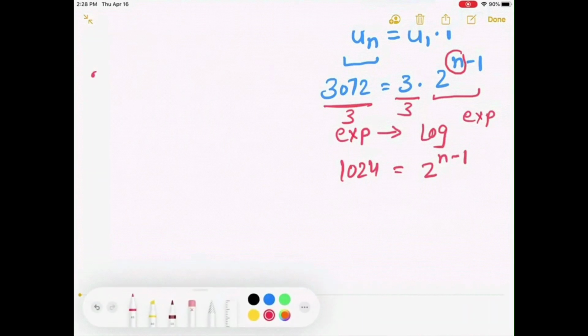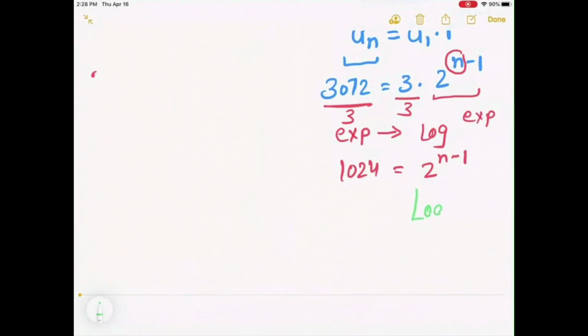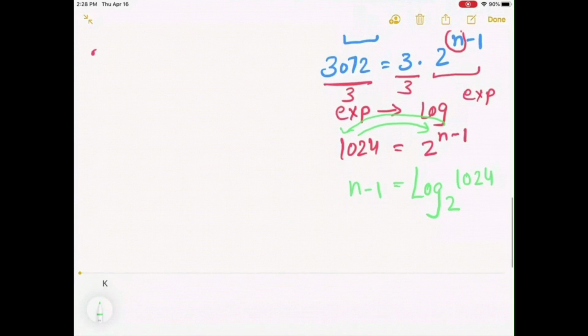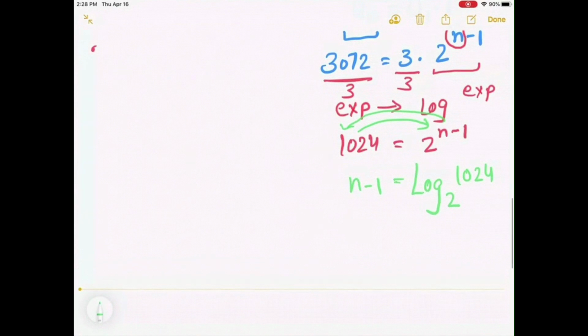Switch it to log. And again, I hope you remember how to do that. So this is how we switch it to log. You need to write down the log, bring down the base, which is 2, and swap. So this number would go to this side, and this one moves to the other side. So n minus 1 would be on this side, log base 2 of 1024.